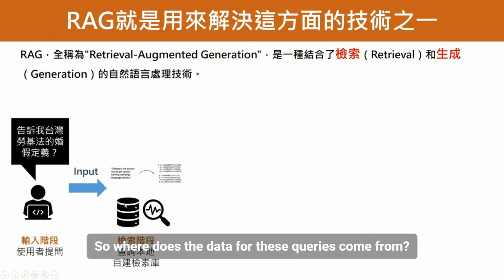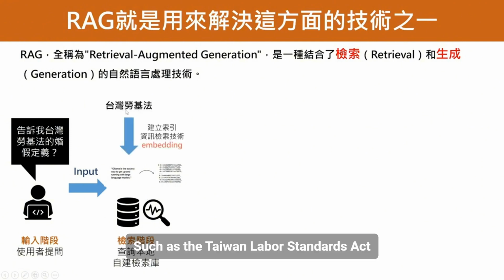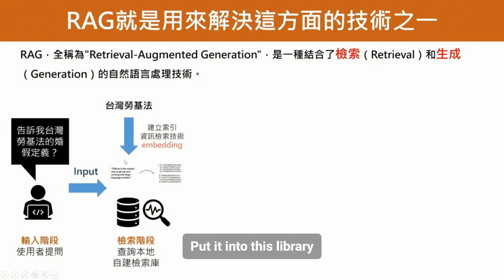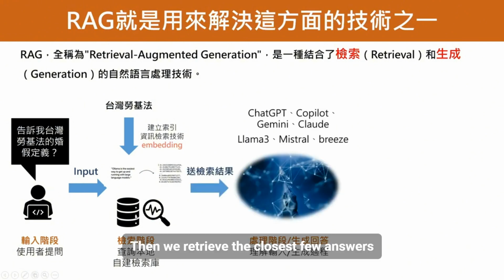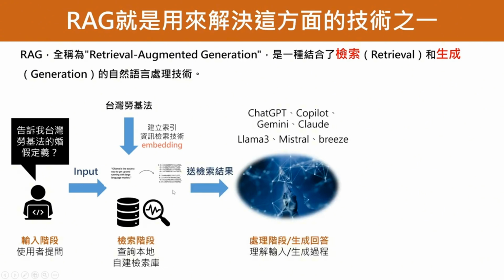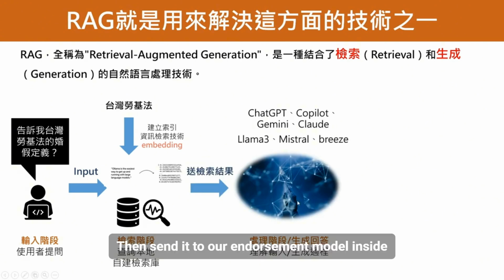So where does the data for these queries come from? Such as the Taiwan Labor Standards Act. It is what we feed to it, to build the internal index. Put it into this library. Then we retrieve the closest few answers. Then send them to our large language model inside to do the final result generation.